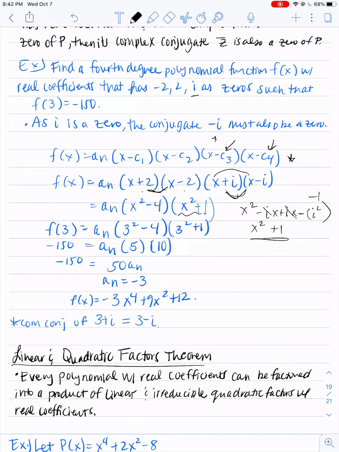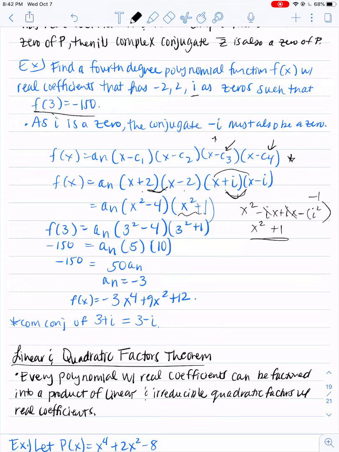So then I could use my given information. f of 3 equals negative 150, so I set it equal. I have negative 150 equals a_n, and I plug in my 3. I have 5 times 10, so I get negative 150 equals 50 a_n. So my a_n is negative 3.